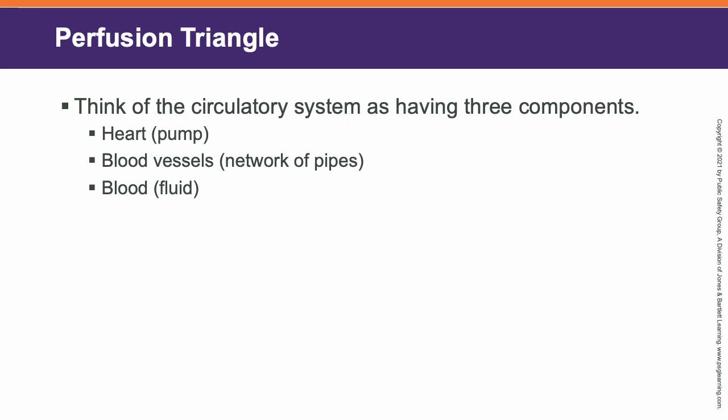When we're talking about shock, we have to talk about the perfusion triangle. So the circulatory system is made up of 3 components: the heart, the blood vessels, and the blood. All of these are necessary to maintain oxygen delivery to the cells in our body. So when something is interrupted in the perfusion triangle, that's when shock occurs. And you'll see this here on the next slide. So make sure you understand those 3 parts. That is a quiz question.